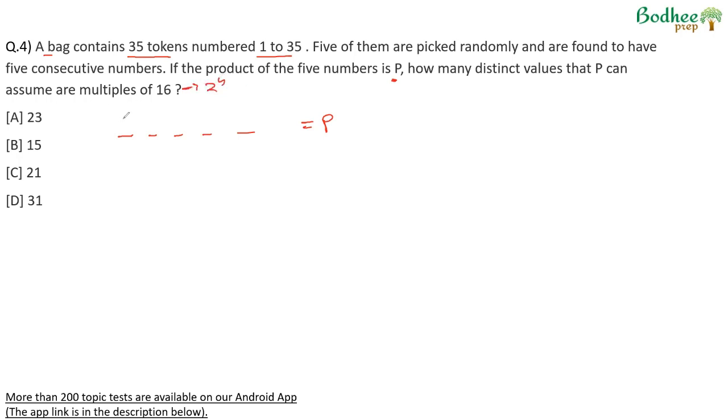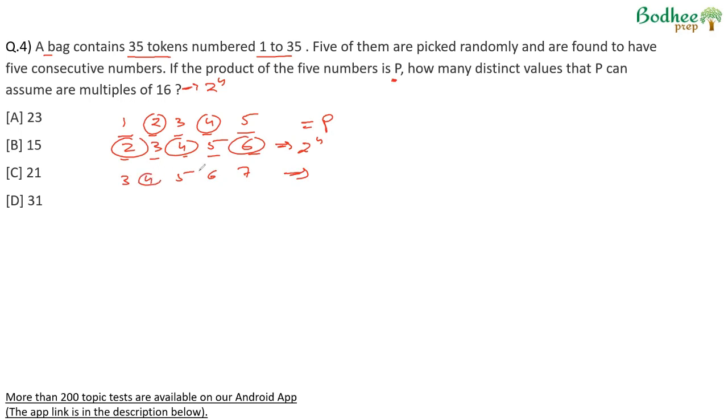Now, if we start from numbers with 1, 1 into 2 into 3 into 4 into 5 will have power of 2 as only 3. 1 from here, 2 from here. 2, 3, 4, 5, 6 will have power as 1, 2, 3, 4. So this will be a multiple of 16. 3, 4, 5, 6, 7. Again, there are only two even numbers. 4 will have a power of 2 as 2, 6 will be 1, so not a multiple of 16.